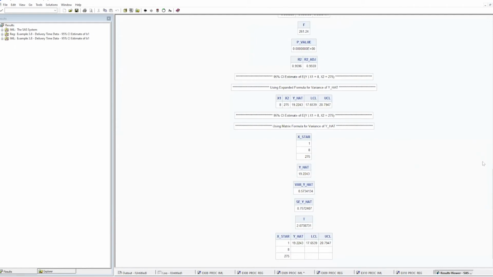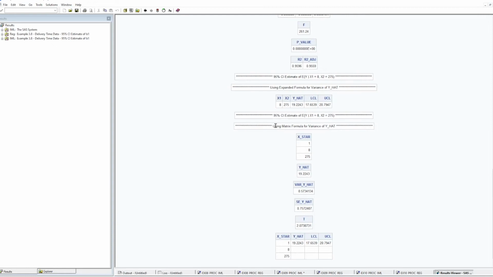We've got two sections to look at. We're constructing the 95% confidence interval estimate for the expected value of y given x1 equal to 8 and x2 equal to 275. The point estimate for the expected value of y at those values of x1 and x2 is 19.2243. That's exactly what we got before. The lower and upper confidence limits are 17.6539 and 20.7947. If you look in the textbook, those should match up.